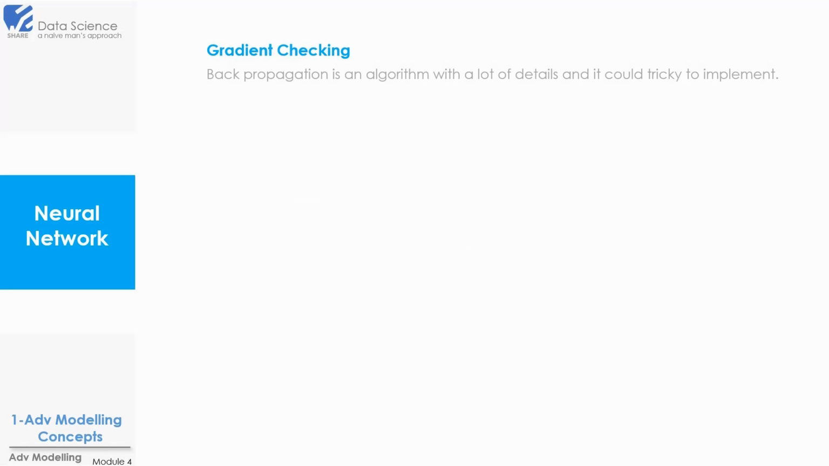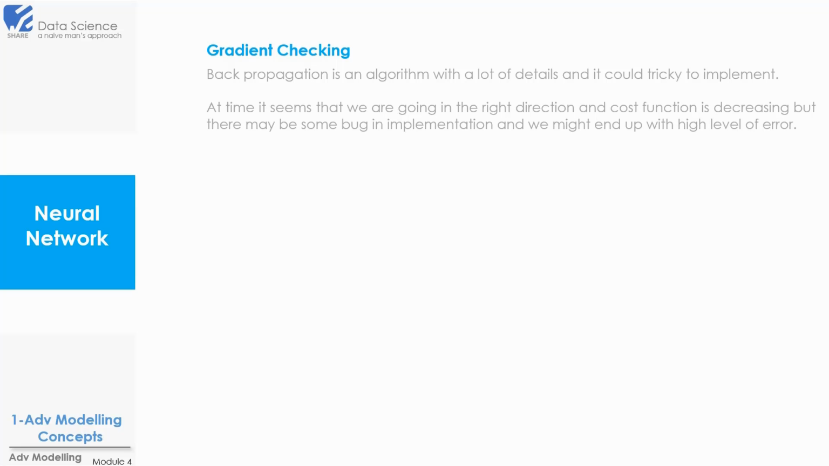Although we saw a very simplified approach for understanding backpropagation, in reality backpropagation is an algorithm with a lot of details and it could be tricky to implement. At times it seems that we are going in the right direction and the cost function is decreasing, but there may be some bug in the implementation and we might end up with a high level of error. Hence we introduce the idea of gradient checking, which ensures that we are going in the right direction.